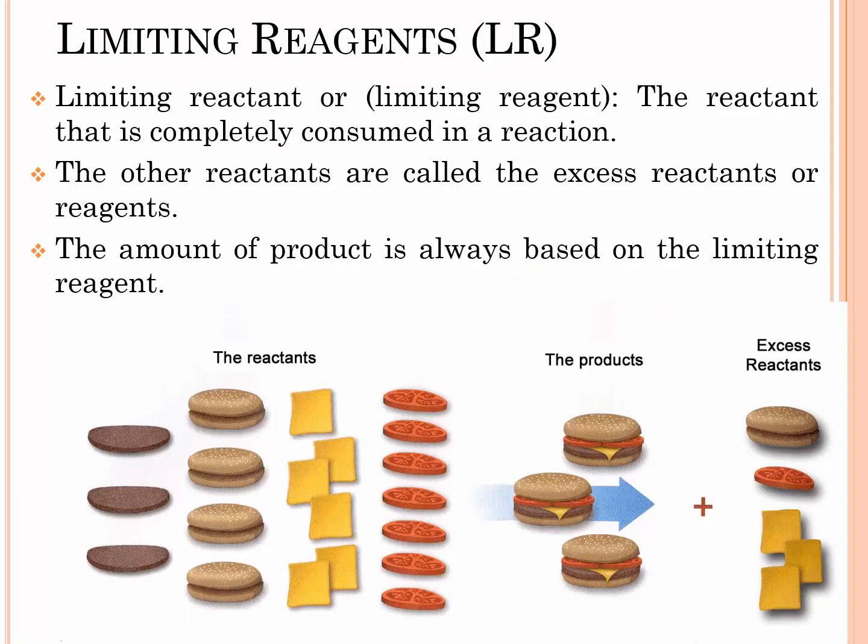Now, limiting reactants. Limiting reactant or limiting reagent is the reactant that is completely consumed in a reaction. The other reactants are called the excess reactants or reagents. The amount of product is always based on the limiting reactant. Notice here, these are the reactants, and a combination should occur between 1, 2, 3, 4 components. So you have 3 full products, and these are called excess reactants.